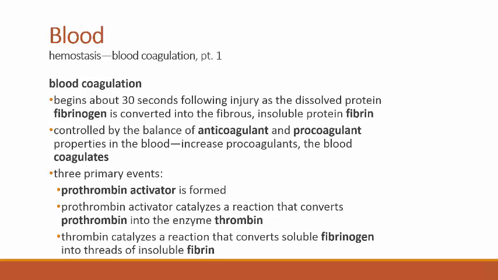So prothrombin activator is made first. It catalyzes a chemical reaction that converts prothrombin into thrombin. And then finally, thrombin catalyzes a reaction that converts the soluble form of the protein fibrinogen into threads of the insoluble protein fibrin. So those are the three main events. And in a second we'll see that there are a lot of sub-events that occur after that.